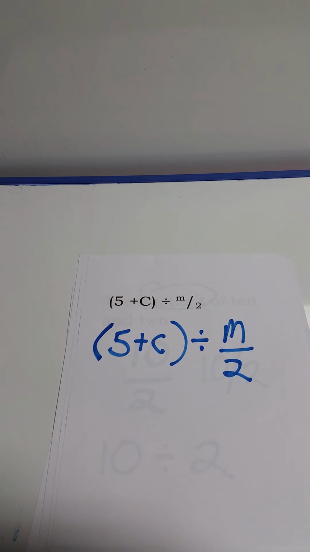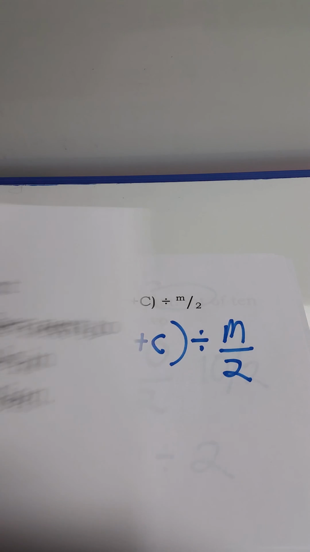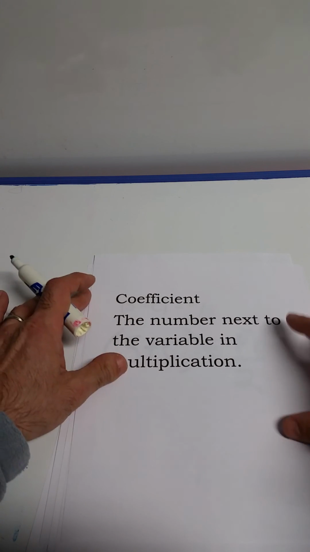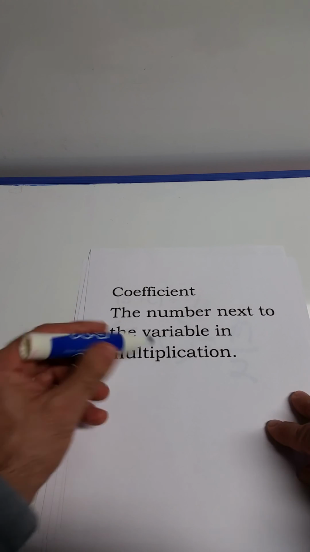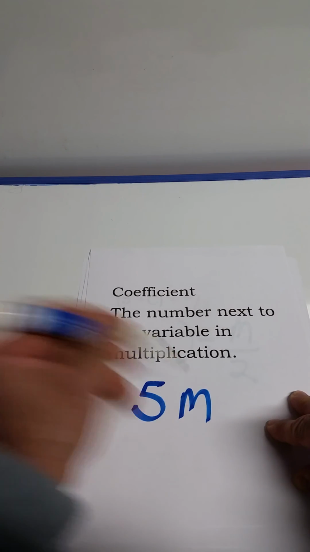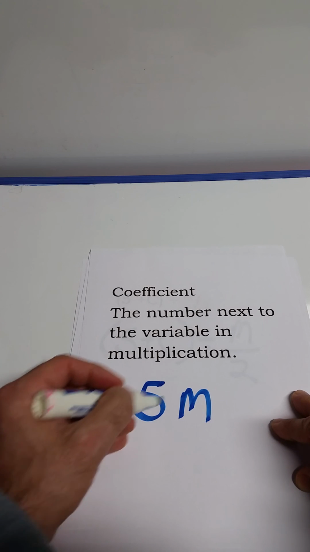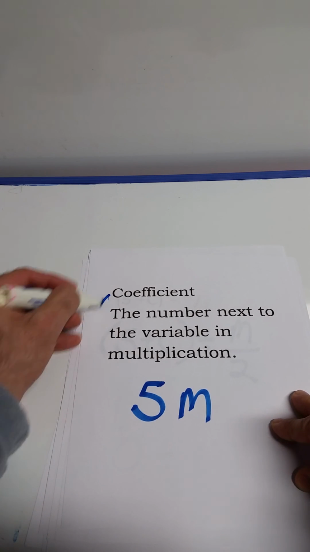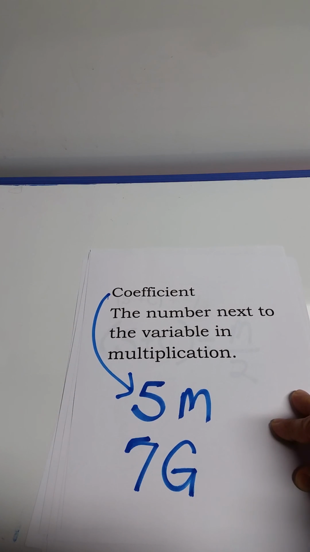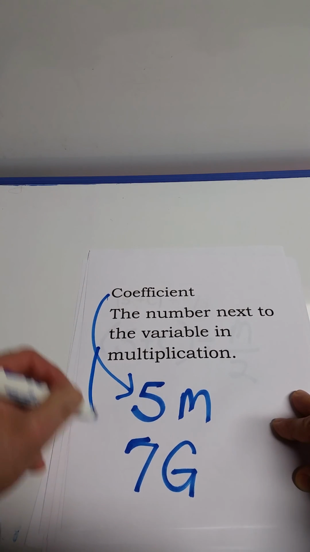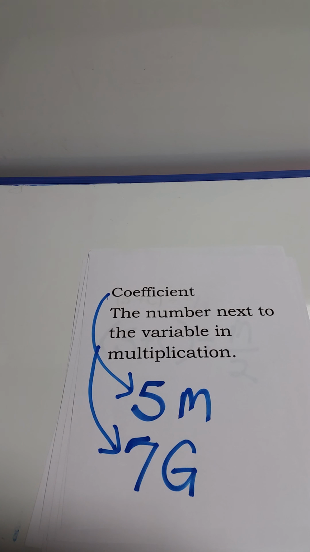Remember that. Just to go over some terms again, like we said before, the coefficient is the number next to the variable in multiplication. This means multiplication. 5 times m. 5 is the coefficient. This means 7 times g, and 7 is the coefficient. Great. In our next lesson, we will talk about exponents.